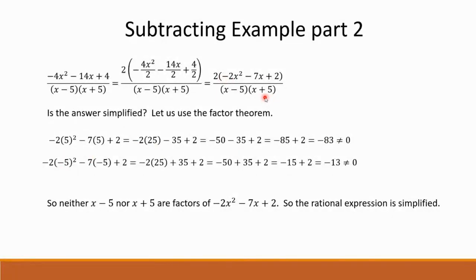What about x plus 5? Well, remember, for plus, you have to think of this as x minus the negative. So really, we're doing -5. So we're checking -5 for x, but again, it doesn't give us 0. If you plug it in, you get -2 times 25 plus 35, minus is plus 2. And when you do this calculation, you end up getting -13, which is not 0. So these are not factors of the numerator of this term.